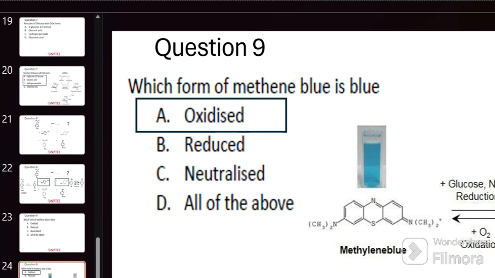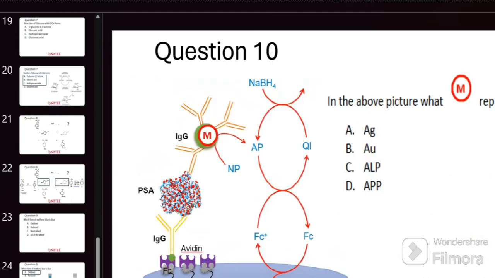When it reacts with glucose and NaOH, it changes to transparent. So that is how it is used for colorimetric detection through indirect methods. Methylene blue is used, and then there is the last question. So basically, what does M stand for in this example? That is gold nanoparticles.